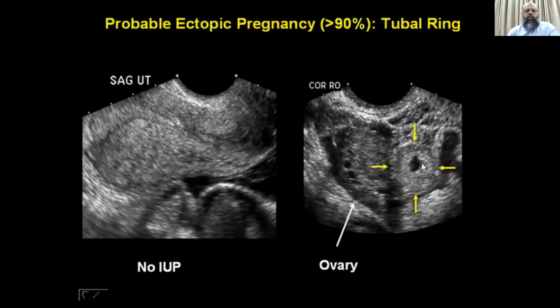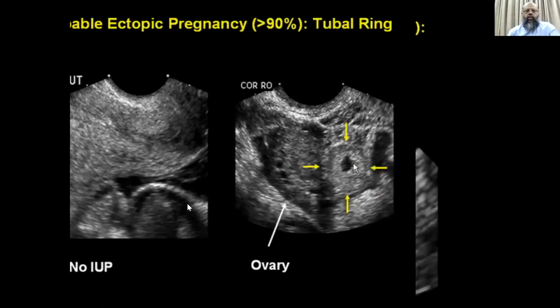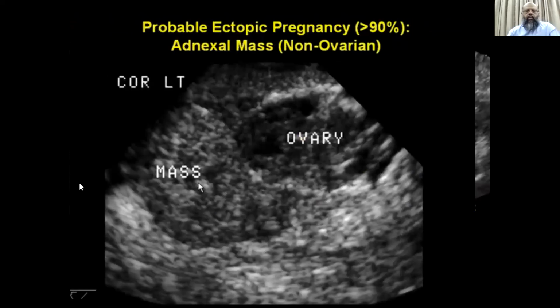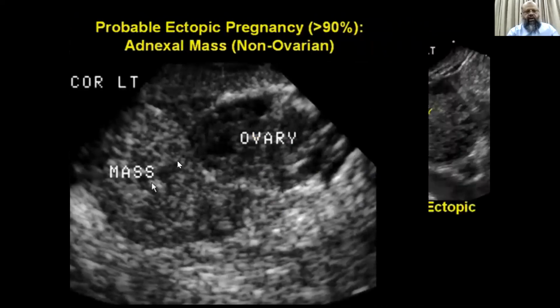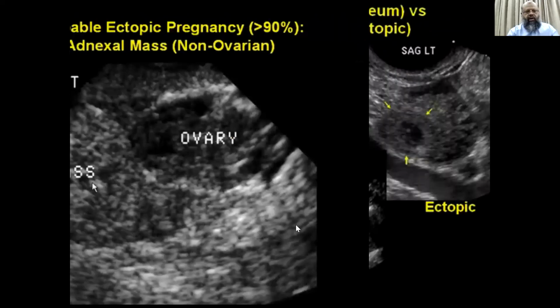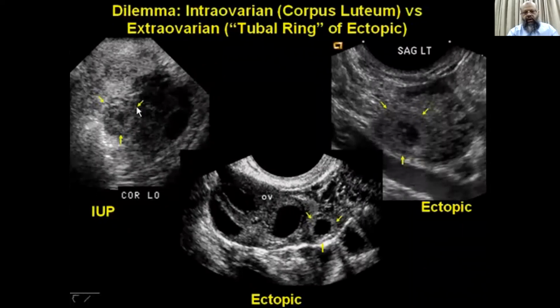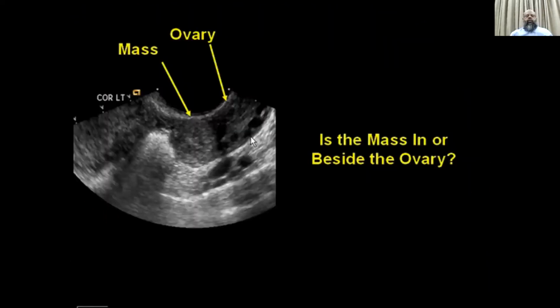Probable ectopic pregnancy, above 90%, adnexal mass. This is the adnexal mass. There is an intrauterine pregnancy within the uterus. This is ectopic, this one. Here is the ovary with follicles and ectopic pregnancy. And this is another ectopic ring. So we have to rule out the gestational sac where it is ectopic.